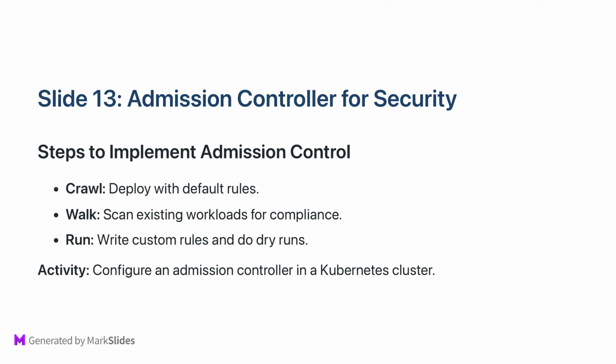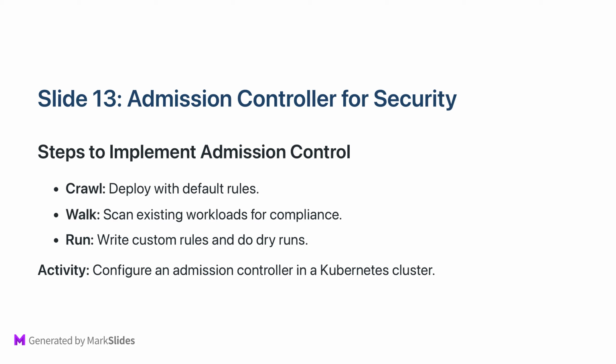Number 3, run. Write custom rules and do dry runs. With the basic setup and initial scans complete, you're ready to enhance your security by writing custom admission controller rules. Tailor these rules to fit your specific security requirements. It's crucial to perform dry runs with these custom rules. A dry run will allow you to test the rules' effectiveness without enforcing them immediately, minimizing any disruption to your live environment.